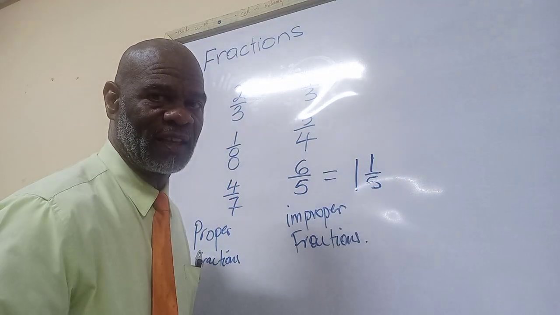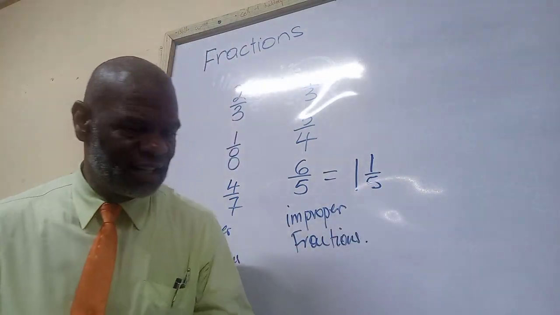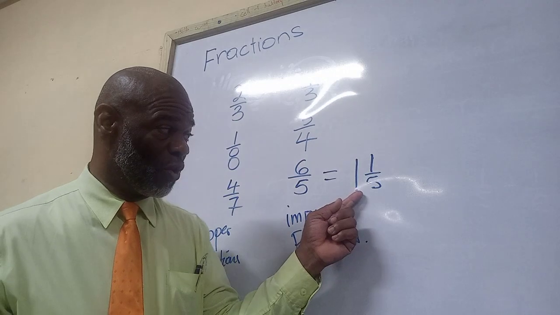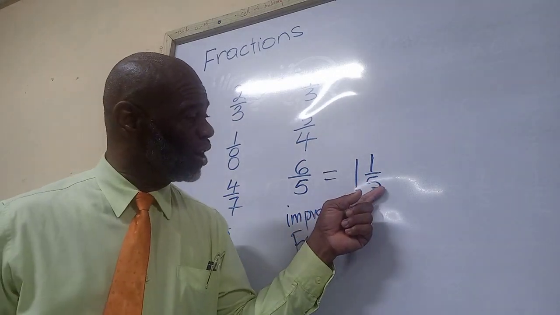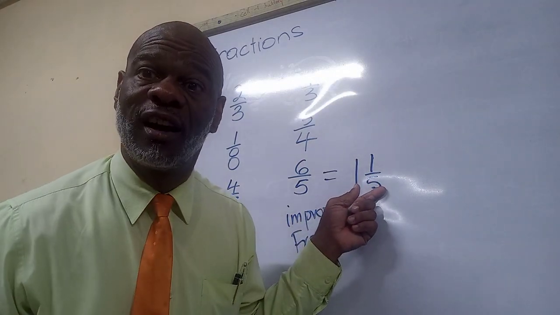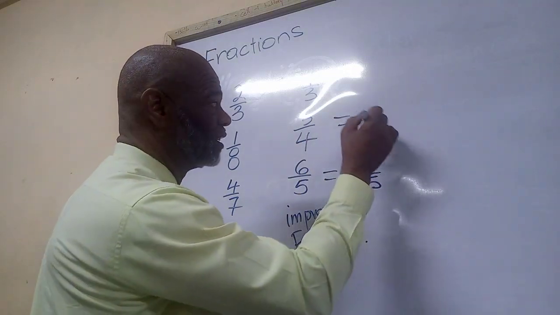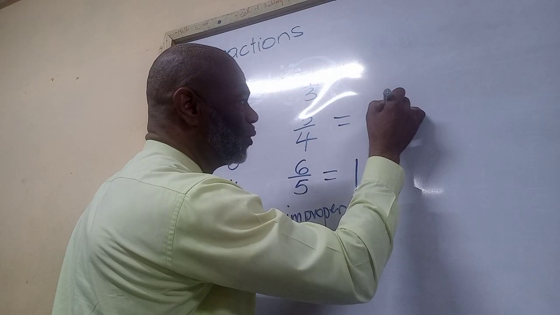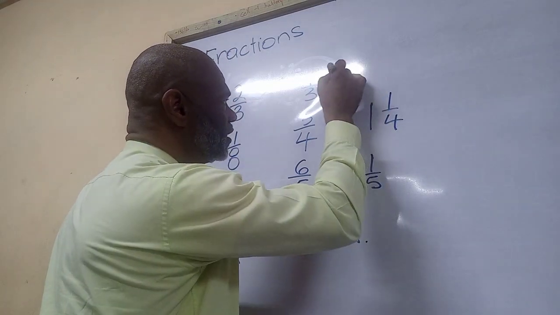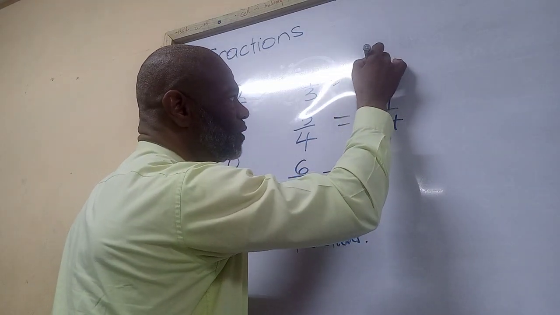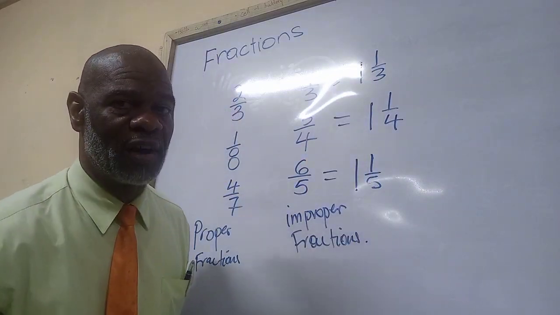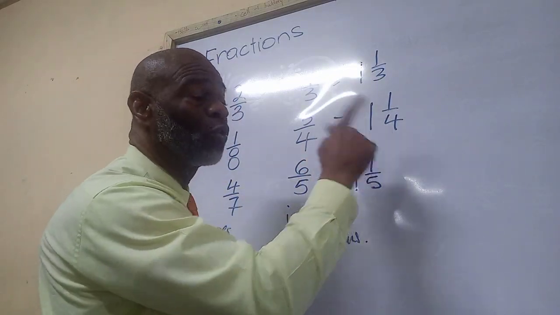That's like saying you have a pizza. In this case, you would have 1 whole pizza and then you have another piece of pizza. Good. Then for this one, it will be the same thing. So you have 1 and 1/4. This is 1 and 1/3. That's 1 and 1/3, 1 and 1/4.